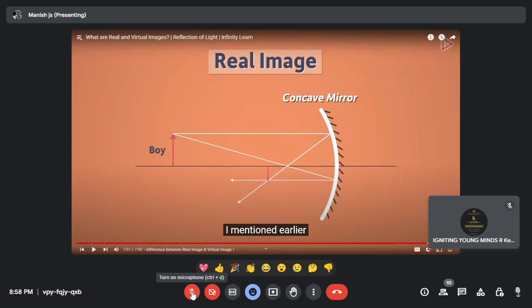So we will look at the ray diagrams also, so that you will have an idea. No doubt you would have learned them in your lower classes, but you would have forgotten. I'll show it to you. There are animations where you will have a clear idea of how the ray diagrams are formed in real time.